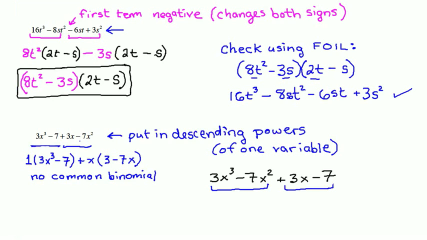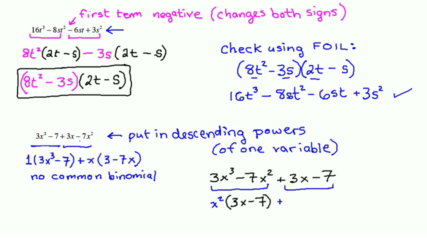So we put the terms in descending powers. If we have more than one variable in the polynomial, then we just need to put it in descending powers of one variable. In this case, we have only x, so we put it in descending powers of x. Now we can group by the two highest powers and the two lowest powers. And if I take an x squared out of the first group, then that leaves me 3x minus 7. And looking at the second group, I can see that I don't have any common factors.